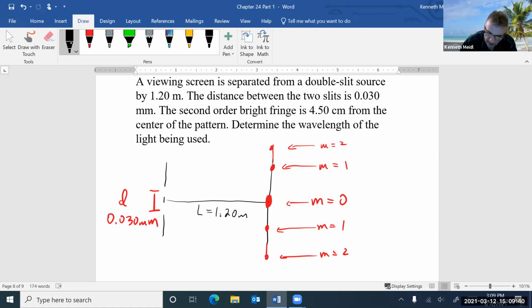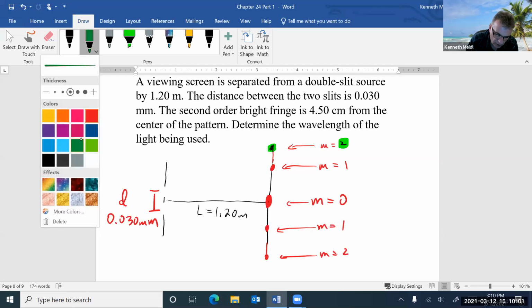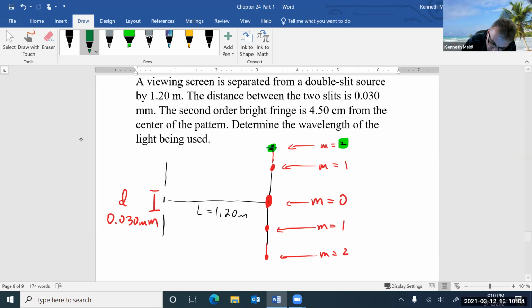And it sounds to me like the second order bright fringe, the second order, is this one right here. It's the second one. Second order is 4.50 centimeters from the center of the pattern. So that's this distance right here. You would just measure from right here to right there, which is 4.50 centimeters. And they want us to determine the wavelength of light being used.